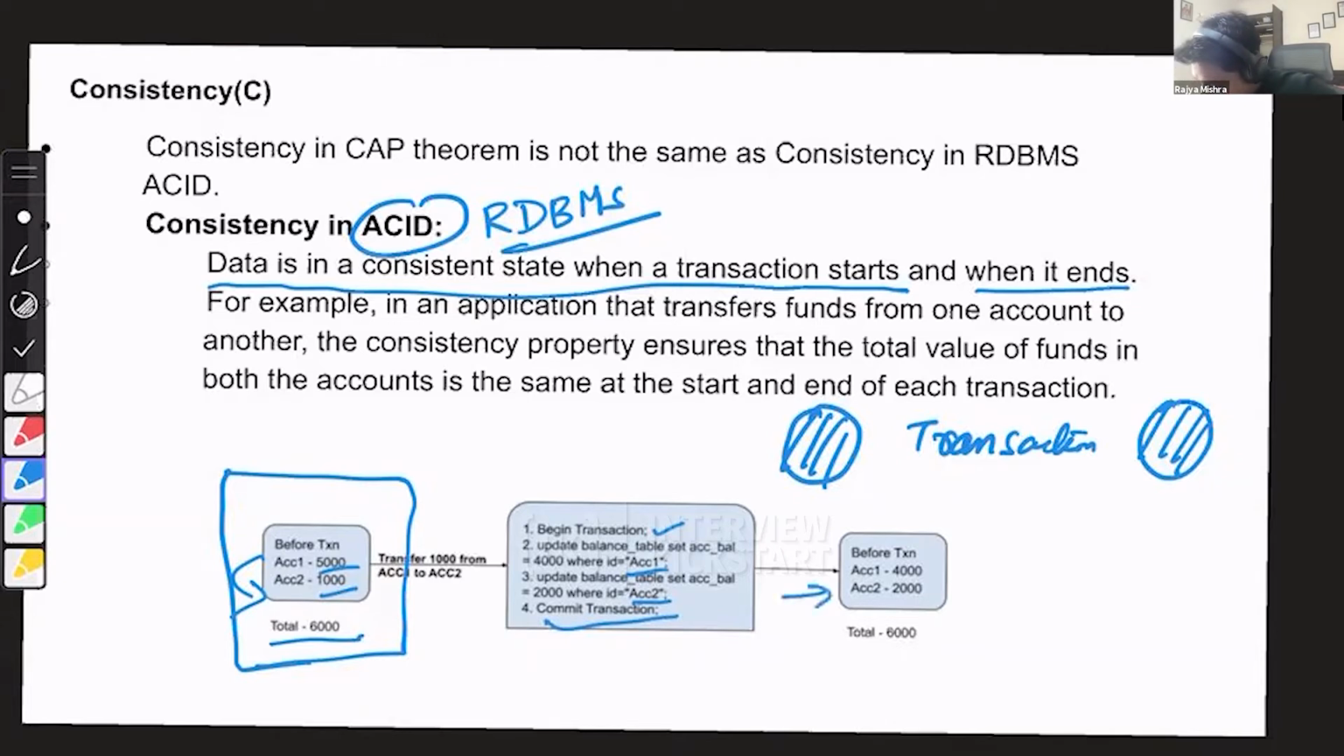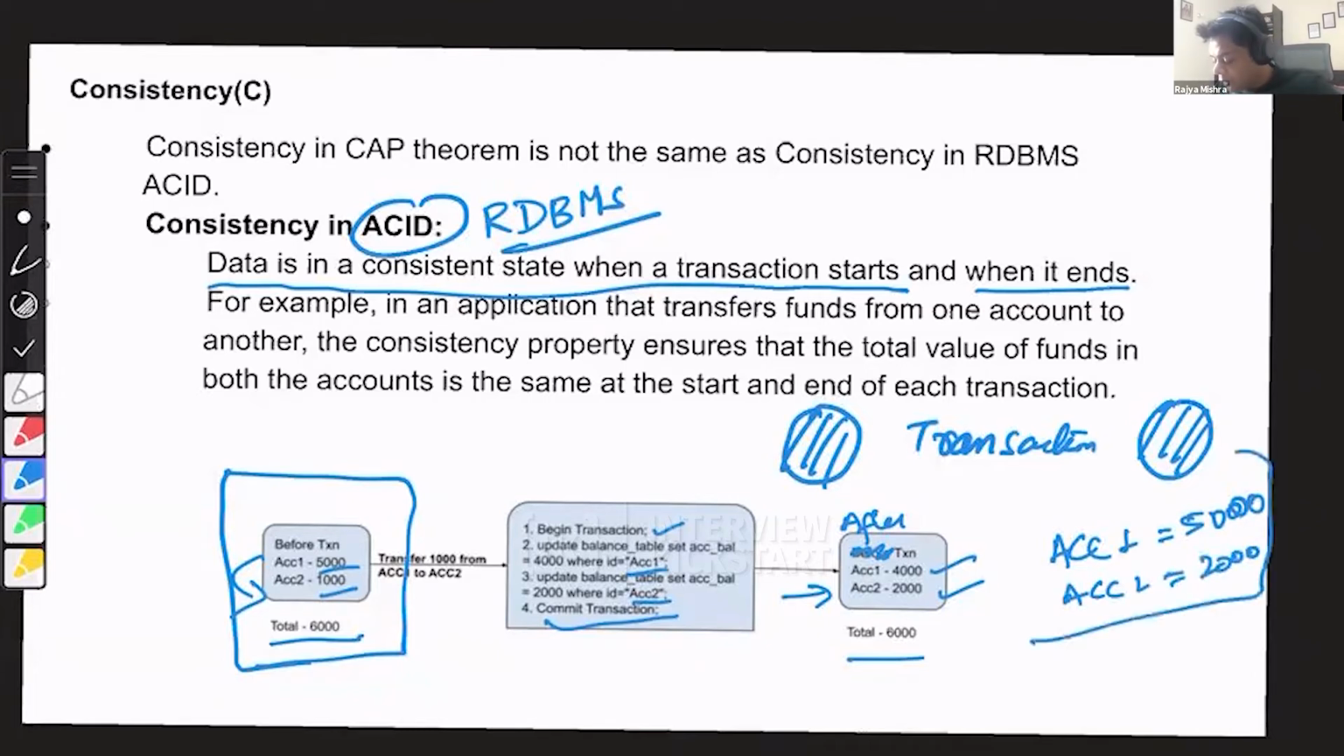And after this, this should be after. So after the transaction, the account one balance is 4,000 and account two is 2,000. So the total is 6,000. So the system is still in a consistent state. It has not happened that the account one balance is still 5,000 and account two balance has become 2,000. If that would have happened, then the system wouldn't have been in a consistent state. Right? So this is consistency in ACID.